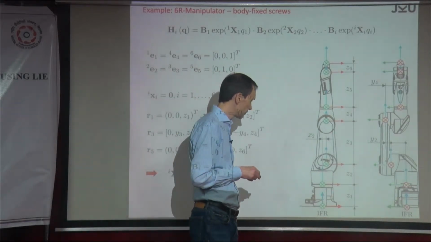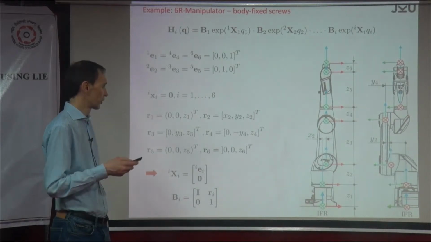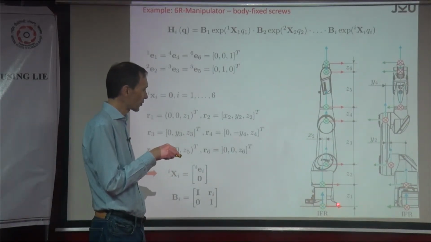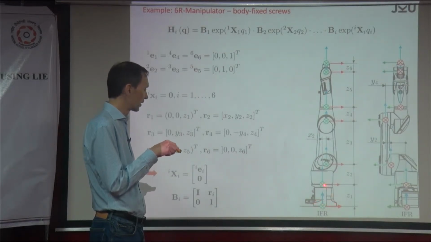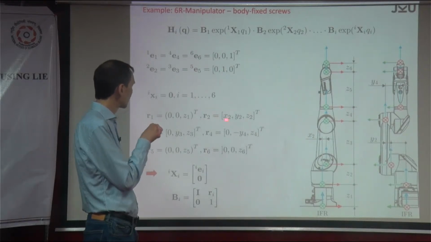Maybe look at the second joint, for example. Oh, look at the first joint. It doesn't matter. So the first joint, this is the body fixed frame. The first joint is displaced by Z1. So Z1 is here. This is the inertial frame. This is the joint axis. So we have a displacement Z1. Then the second joint.